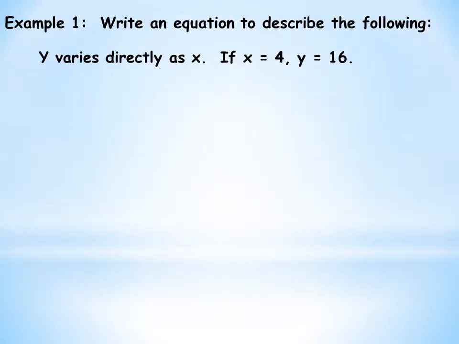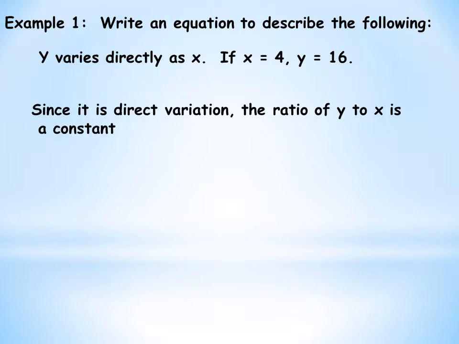Here's an example. If I said write an equation to describe the following, y varies directly as x. If x is 4, y is 16, write the equation. So since it is direct variation, you know the ratio of y to x is a constant. You can simply fill in the information that they give you. They told you y was 16, x was 4. So if I divide those, you know the constant is 4.